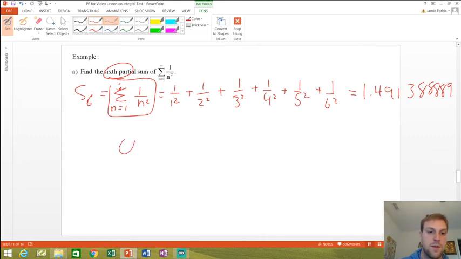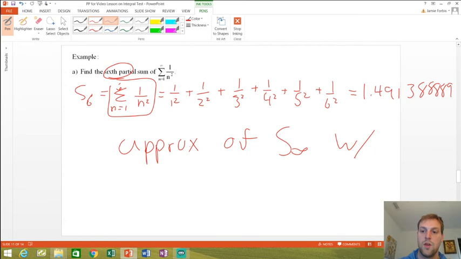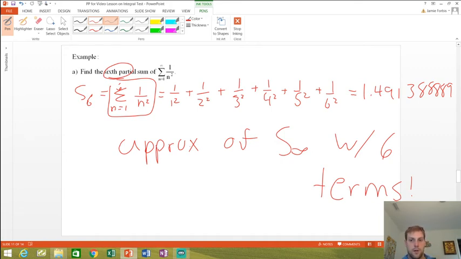Now this is an approximation of my infinite sum with 6 terms. So that's all we did so far. We just found an approximation.